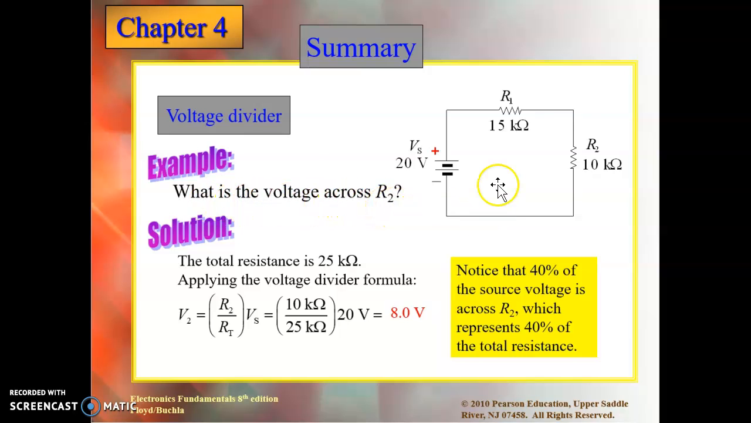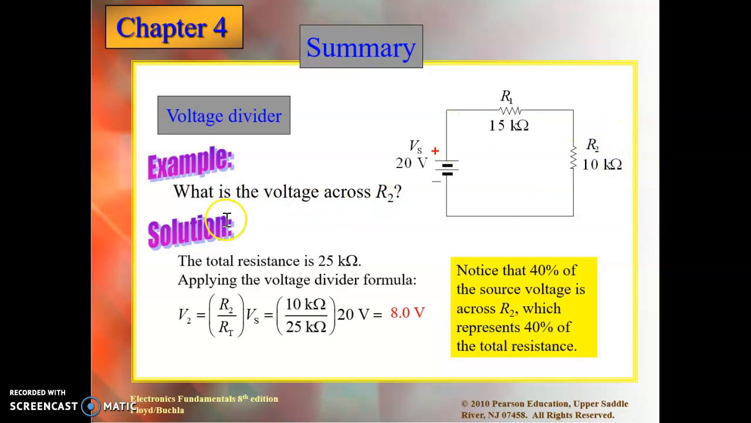So yes, you can go ahead and find the R total, then find the I source, and then multiply that by the resistance, and then you are going to find the voltage across here. We are going to do examples like that so you can see that it is the same answer, but it is easier if you use the voltage divider formula that says V2. The question is, what is the voltage across R2?